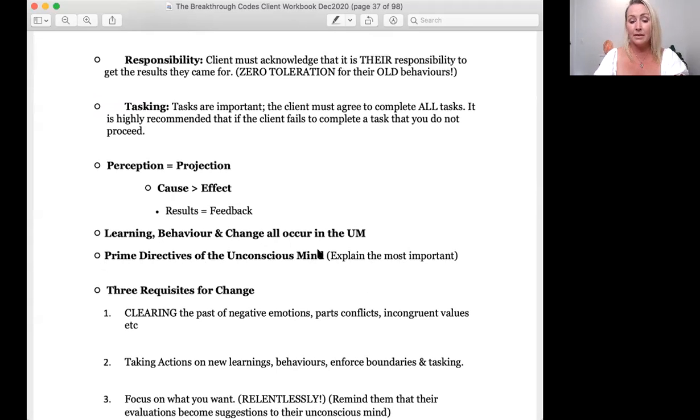At least explain the most important prime directives of the unconscious mind, the big six prime directives, the really important ones that they need to really be aware of. And using language like, so in the future now, your unconscious mind will present those opportunities that need to be healed, right? You can just play around with language.